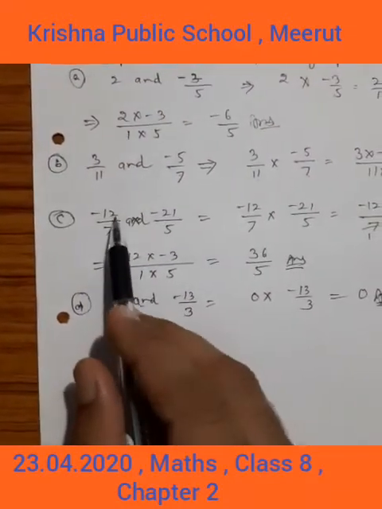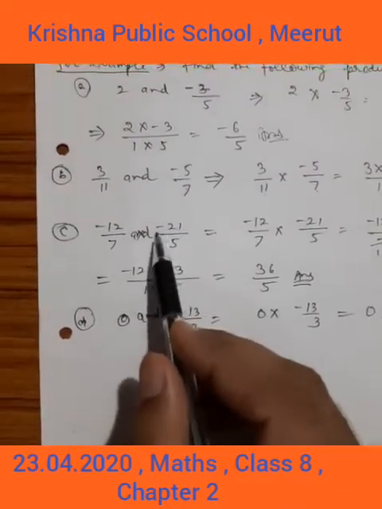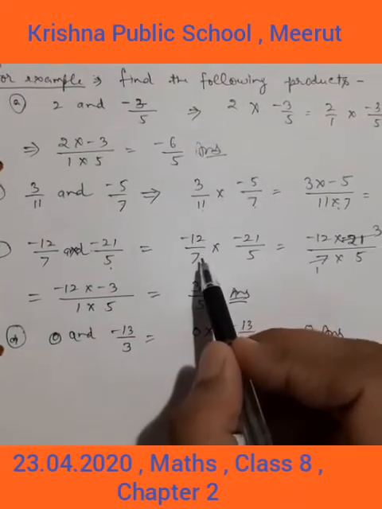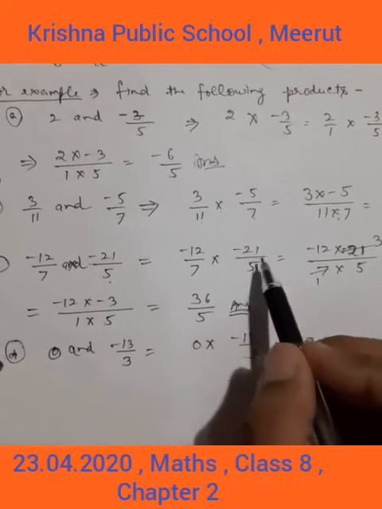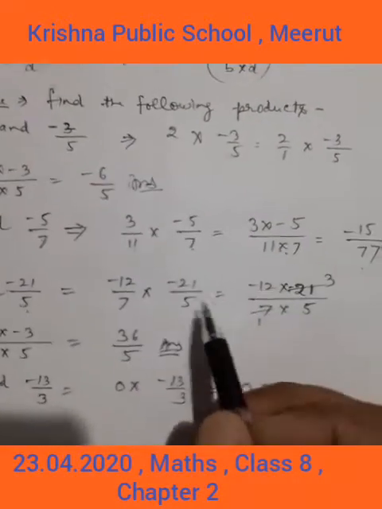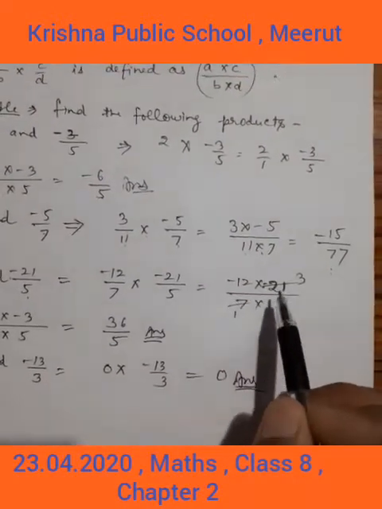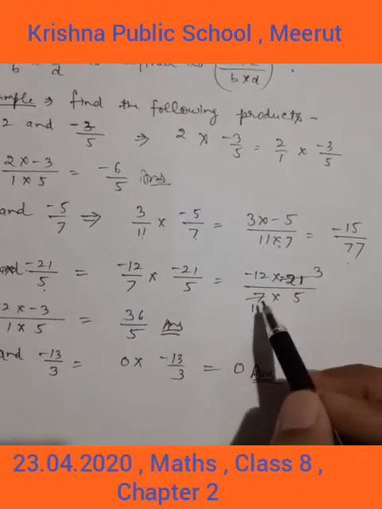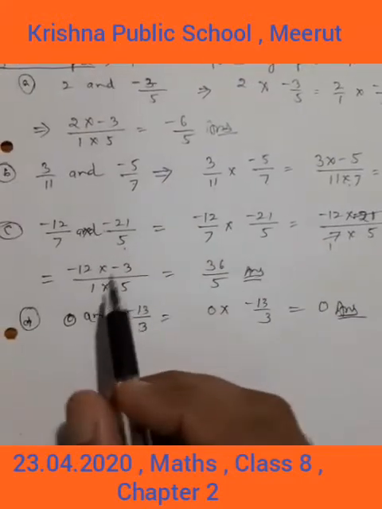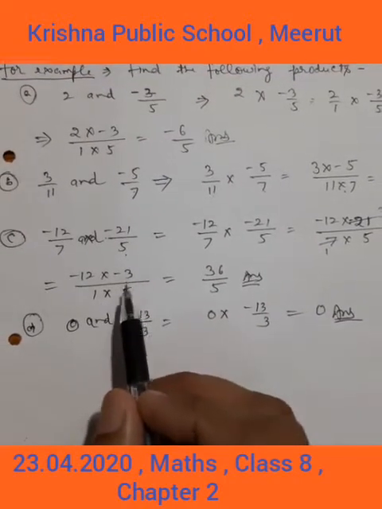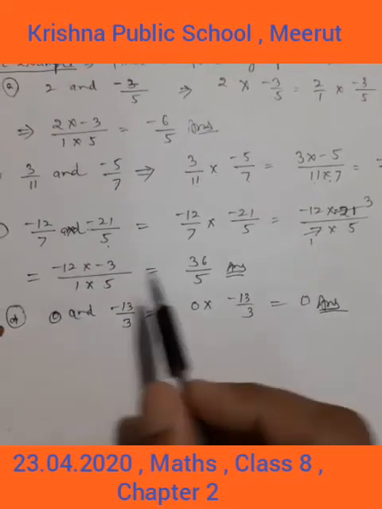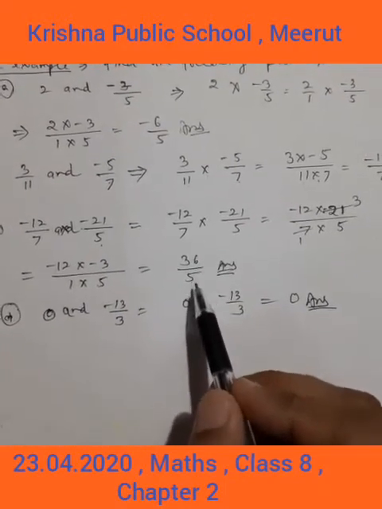Third part is minus 12 upon 7 and minus 21 upon 5, which is equal to minus 12 upon 7 into minus 21 upon 5 is equal to minus 12 into minus 21 upon 7 into 5. Then we will divide 21 by 7. Then we will get the result minus 12 into minus 3 upon 1 into 5. Then minus into minus gets plus, 36 upon 5.